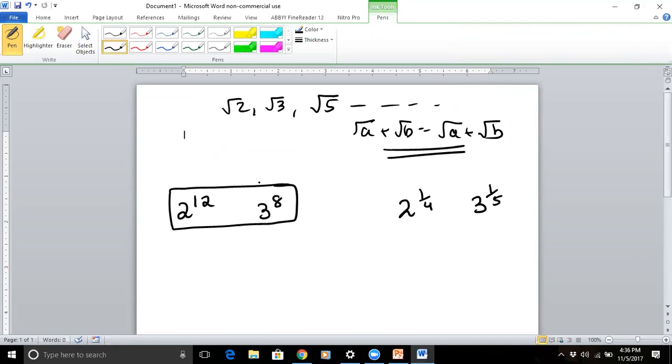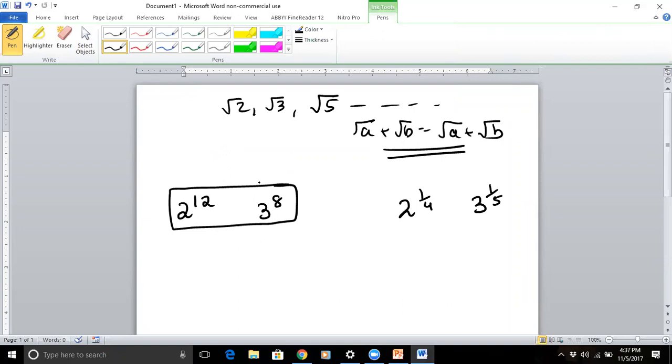Guys, did you understand my question? If I ask you to compare 2 to the power of 12 and 3 to the power of 8, which one would have the greater value? Okay, how does it depend on the base, Mayank?